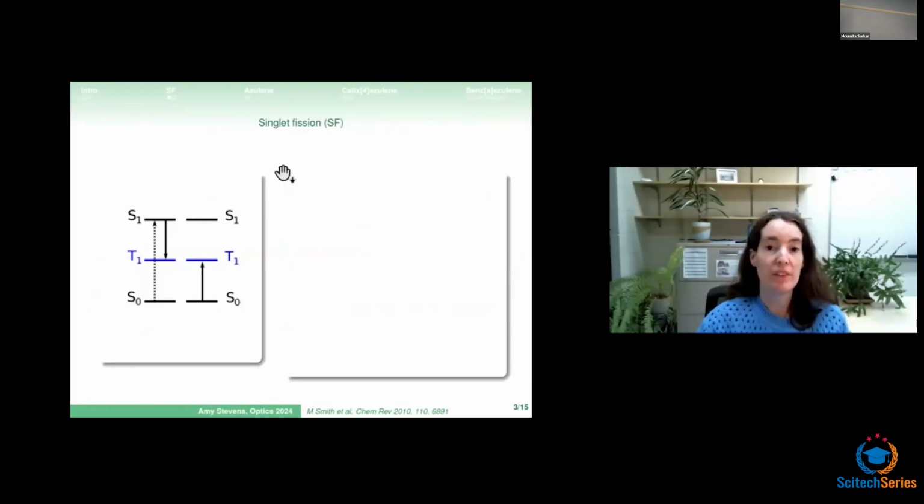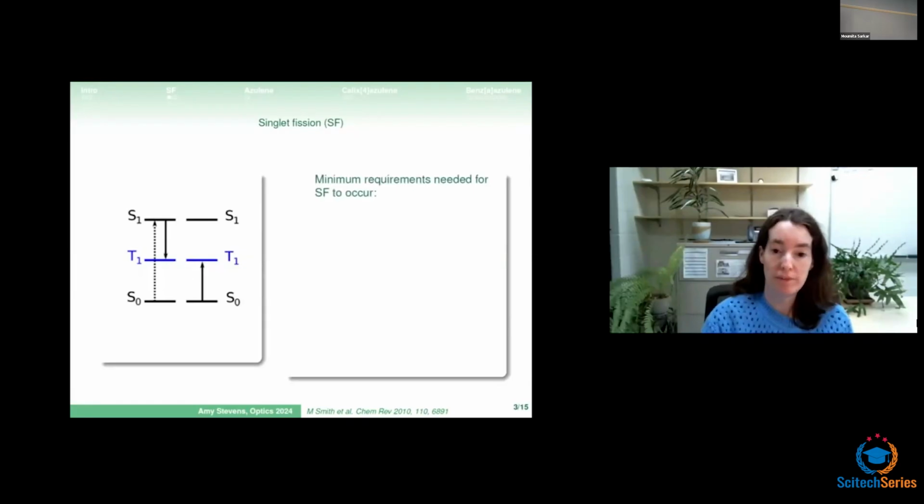In this case, something called singlet fission. Singlet fission is when you excite one of your chromophores in your solution, and that chromophore lives for a certain amount of time, and then a ground state chromophore comes near to it, and this one singlet excitation can split into two triplet excitations. So you effectively absorb one photon and you can eventually get two excitations out. This enhances the efficiency of processes and devices like solar cells.